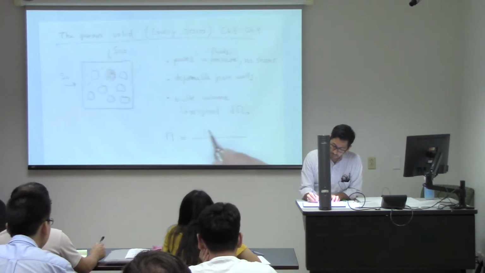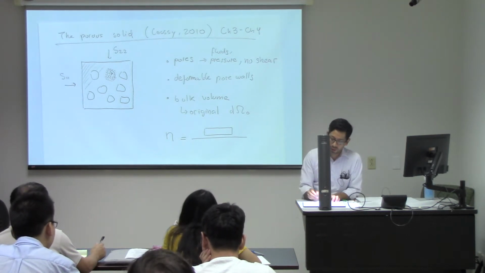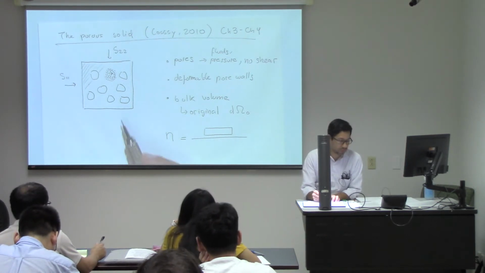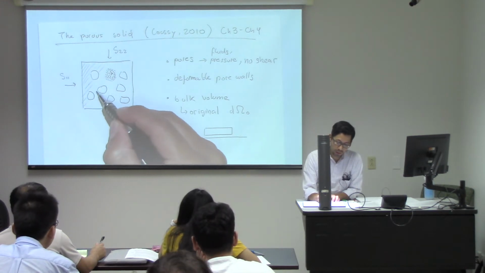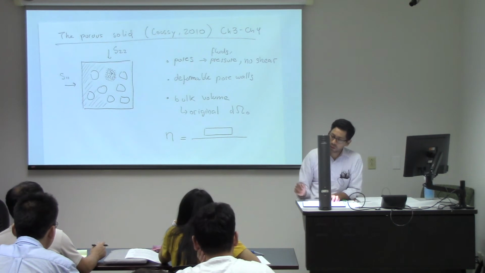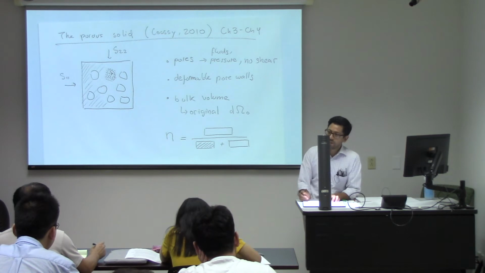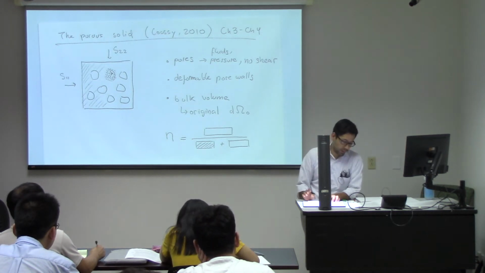So the void volumes, I'm just drawing a rectangle here, okay? It's going to be the void volumes divided by what? Divide the entire volume, which is the summation of the solid volume plus the void volume. That's the definition of porosity, okay?